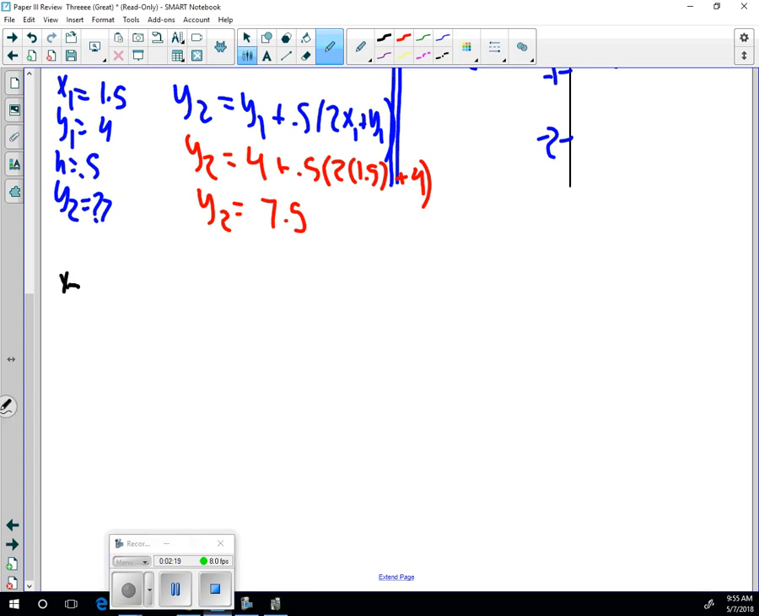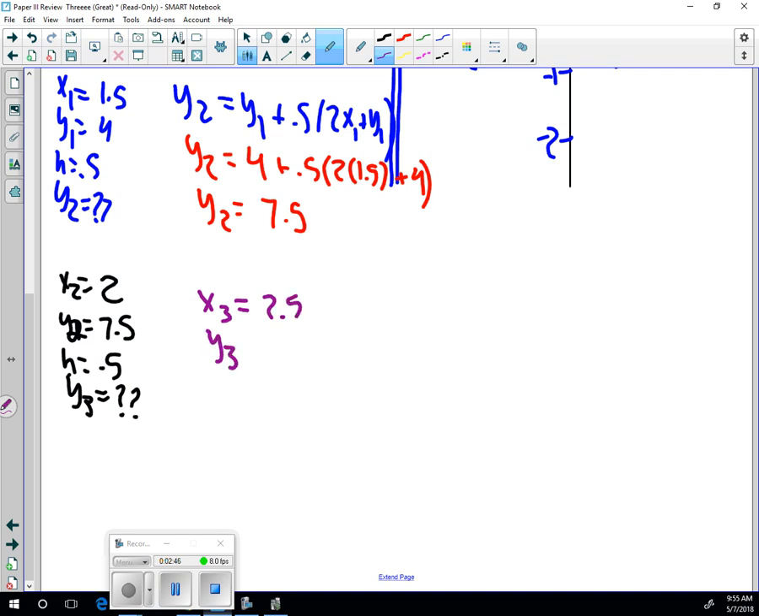So now we have x2 is equal to 1.5. Add 0.5, you get 2. And then y2 is equal to 7.5. h is 0.5 still, and we want to find y3. Just for fun, you'd keep doing this. What would x3 be? 2.5. And then, did anybody figure out y3 yet? 13.25. And then h is still 0.5, and y4 is what we're trying to find.